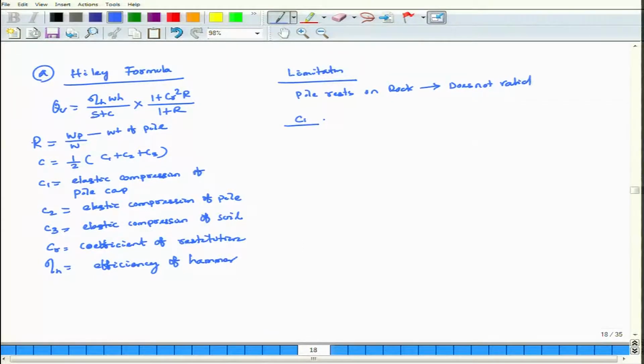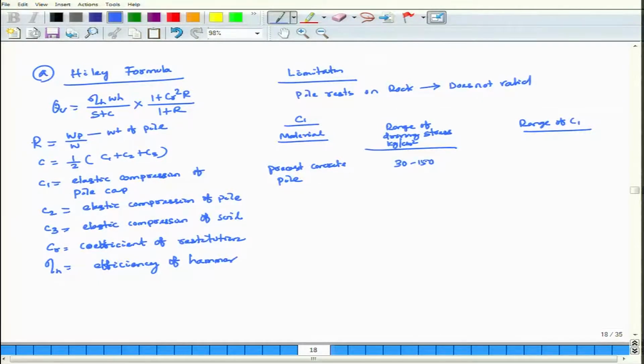First one is C1, which depends on the material and the range of driving stress in kg per cm square, then the range of C1. For a precast concrete pile, the driving stress is 30 to 150, and C1 is 0.12 to 0.50.